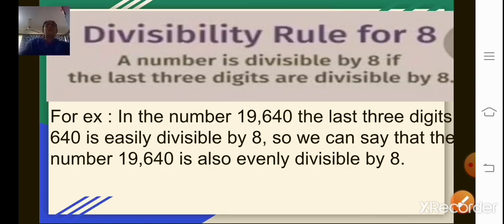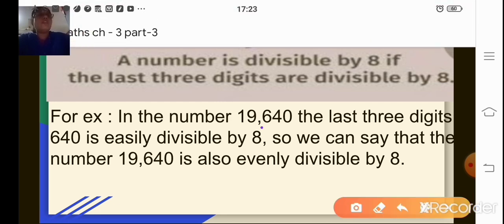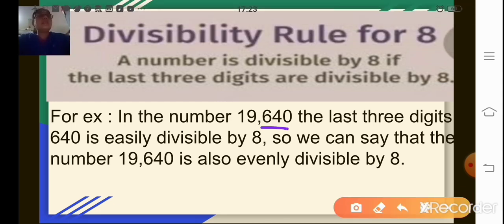Coming to the next one, the divisibility rule for 8. Now what is the divisibility rule for 8? A number is divisible by 8 if the last 3 digits are divisible by 8. Now see here, the example is given: 19,640. Now which are the last 3 digits? The last 3 digits are 640.